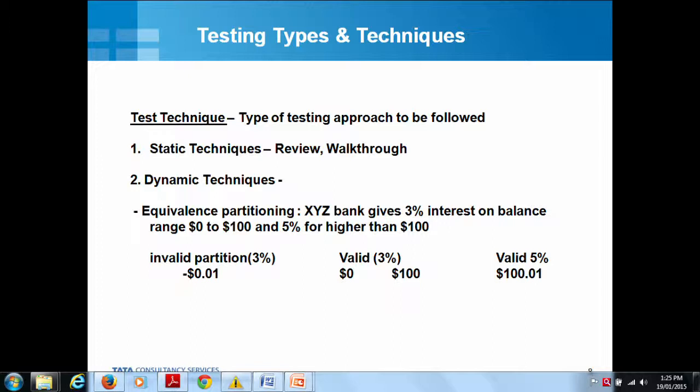Now in dynamic techniques there are various tools. Out of these I have picked just one, which is equivalence partitioning. That's very easy for us to understand. That might be a first step as a beginner for us. Say for example, the example we have is any XYZ bank. It gives 3% interest on a balance range of $0 to $100, and if you go higher than $100 balance, then the bank provides you an interest rate of 5%. So something similar on this line.